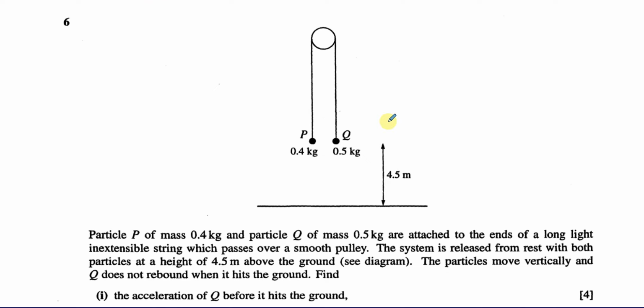So when they start moving, Q is going to move downwards and P is going to move upwards. They're both going to be accelerating with the same acceleration because they are both attached to the same inextensible string. Inextensible means it doesn't stretch, so any particle attached to it, when it is taut, when there's tension in the string, will have the same acceleration.